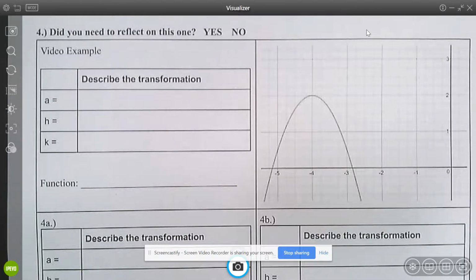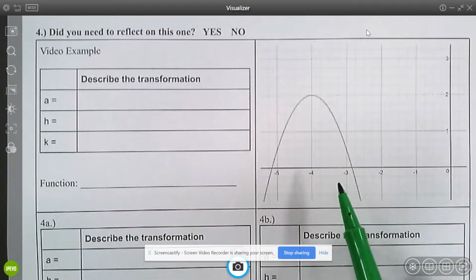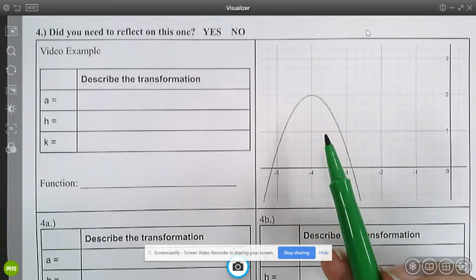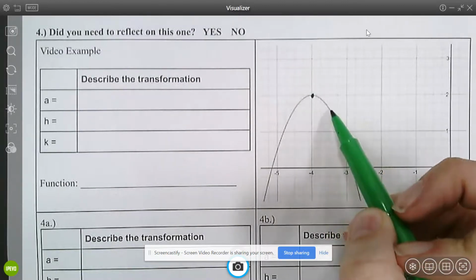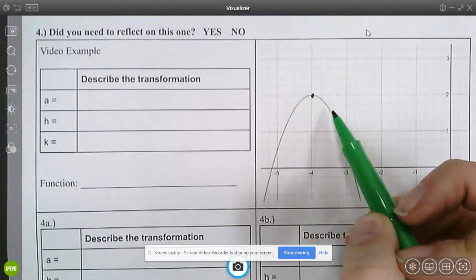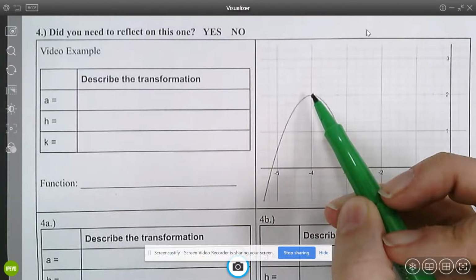I'm going to start with the A change. So to do that, I need to identify the type of function that I have. This is a quadratic. Because it is a quadratic function, my notes tell me I need to start at the vertex. So the vertex is that place at which it changes direction. So notice to find the A, I am not starting at 0, 0 necessarily. I am starting on the graph itself.